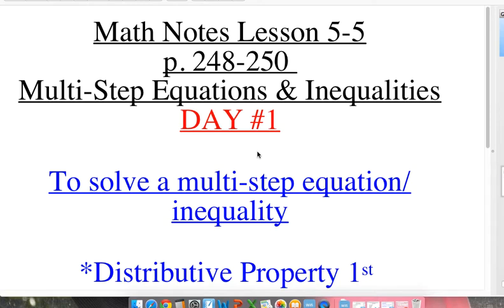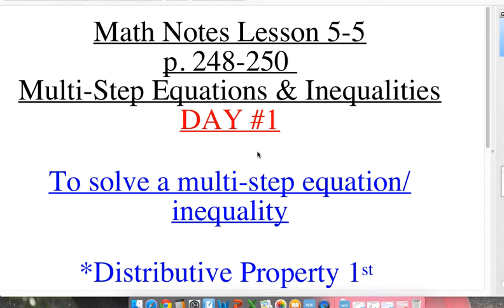So this is day 1 of this lesson, and we will spend at least another day practicing this skill, right, of solving equations and inequalities that take maybe 3 or 4 or, oh my gosh, maybe even 5 steps in order to solve and get that variable alone.